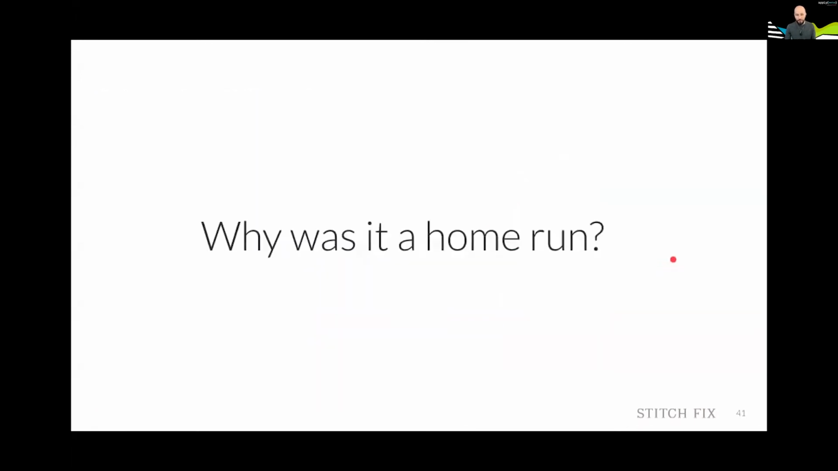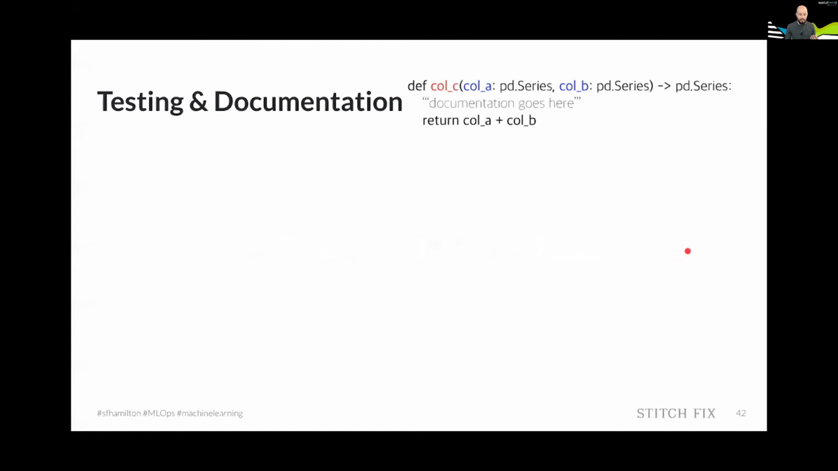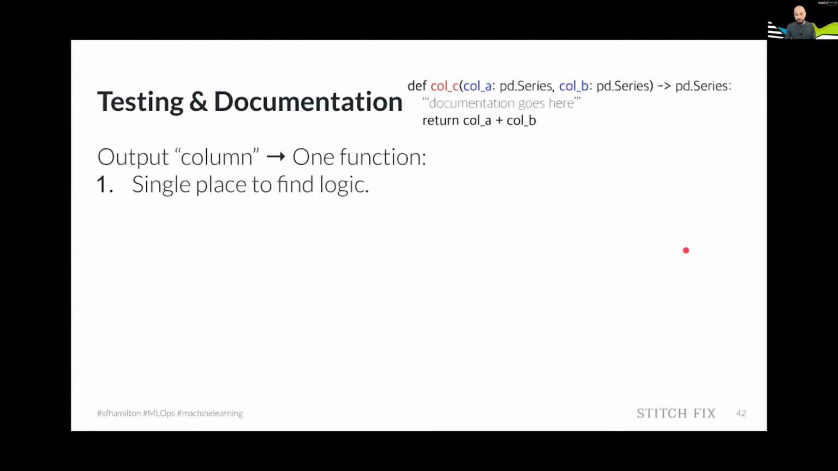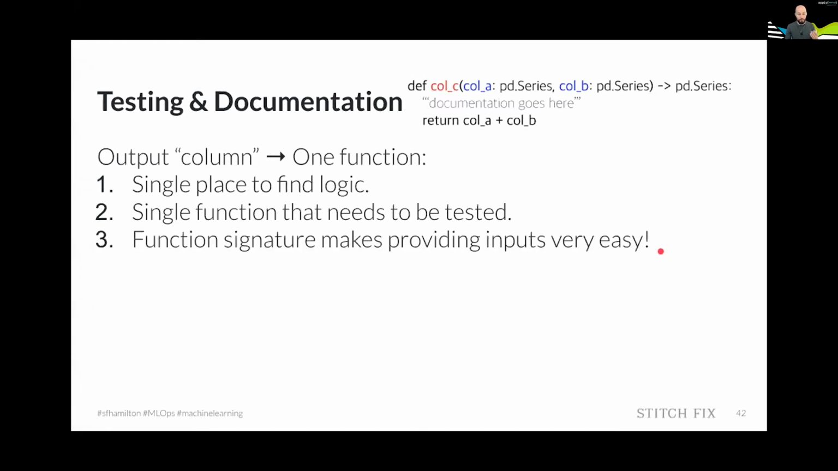So why was it a home run? Let's dig into that just a little bit. Say for testing and documentation, Hamilton forces this paradigm of you request outputs, and those outputs map to a single function. Therefore, there's a single place to find logic, and there's only a single function that needs to be tested to check whether that output is doing what it's intended to do.